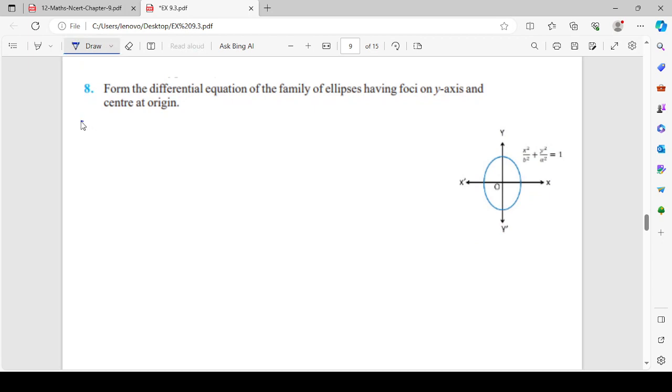So it looks the same way, the pattern. The ellipses have the foci on y-axis here, okay? That means the major axis is y-axis and the minor axis is x-axis. In such cases, what is the equation of the family of ellipses? So here in this case, the equation of the ellipse will be x square by b square plus y square by a square equal to 1. Okay. So here, any point on y-axis is of the form 0 comma a, right?